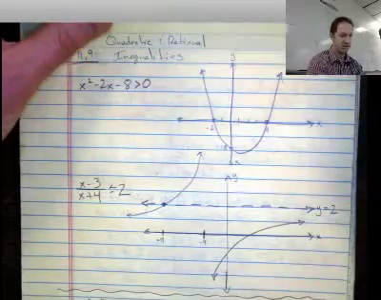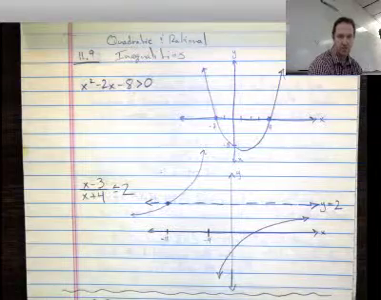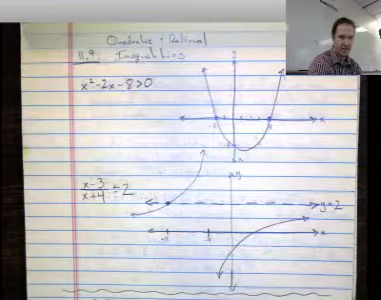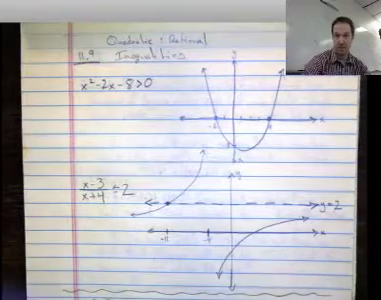Hi there, everybody. This is the last section in Chapter 11. It's about quadratic and rational inequalities. This is the only section I'll be covering today.